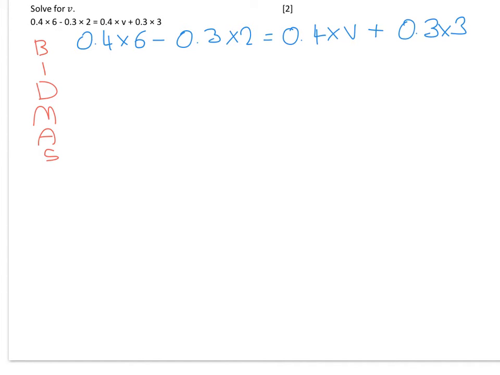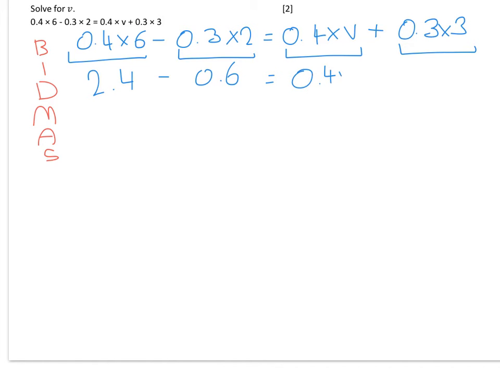So there's no brackets, no indices, no division, so the first thing I'm going to have to deal with is the multiplication. So I'm going to select each of the chunks that deal with multiplication. Calculating that, we've got 2.4 in that section, then we've got 0.6, then we've got 0.4v, and then we've got 0.9. Looking over at that right hand side, we can't combine a term in v and a number, so we're going to have to move that 0.9 across.